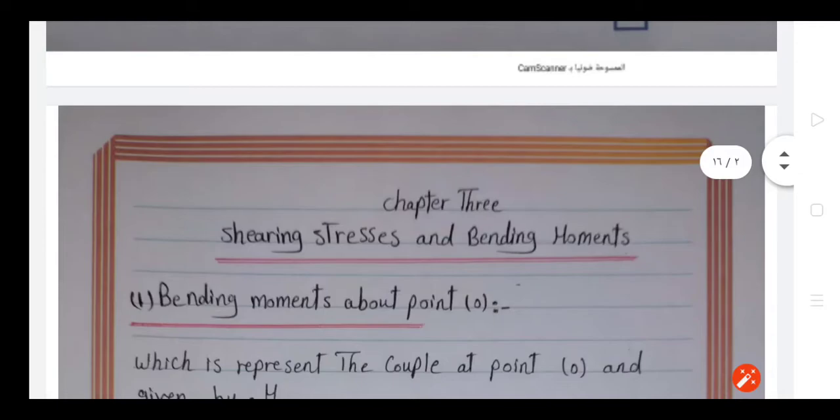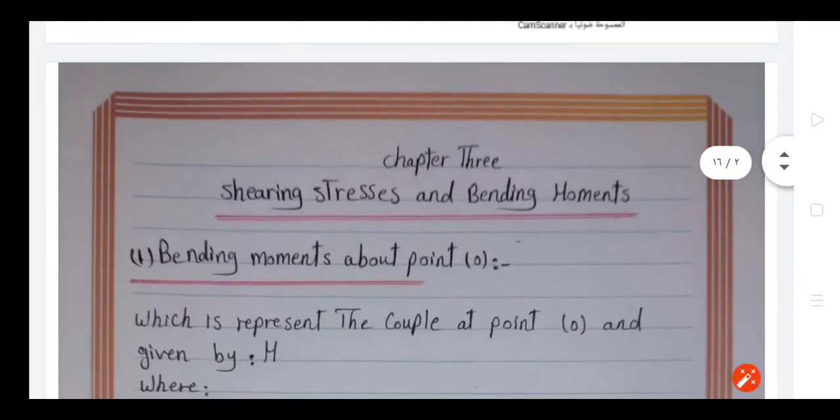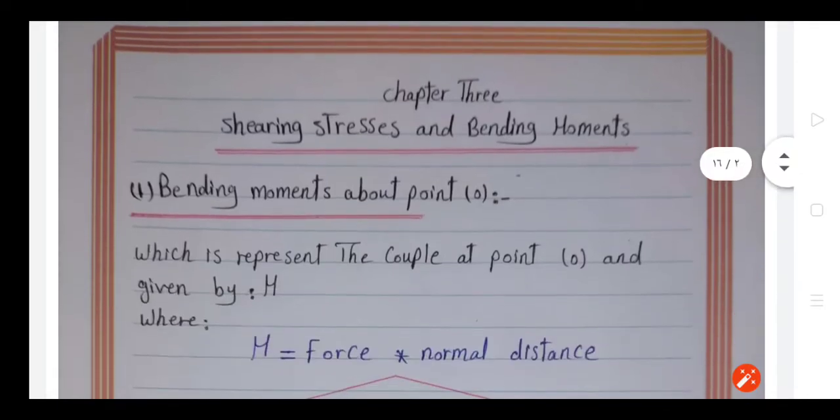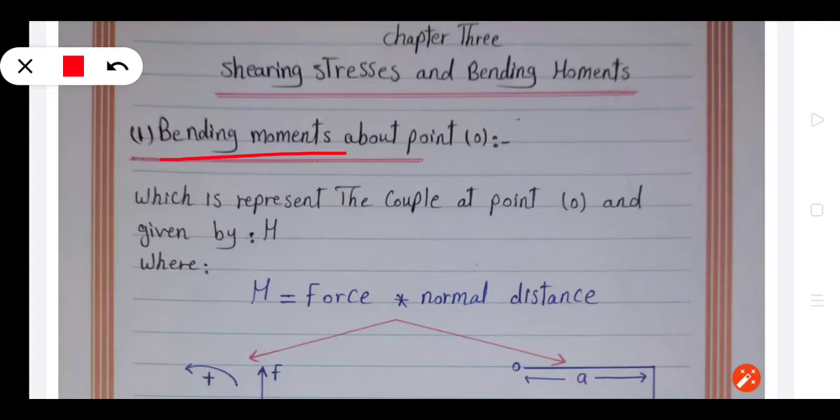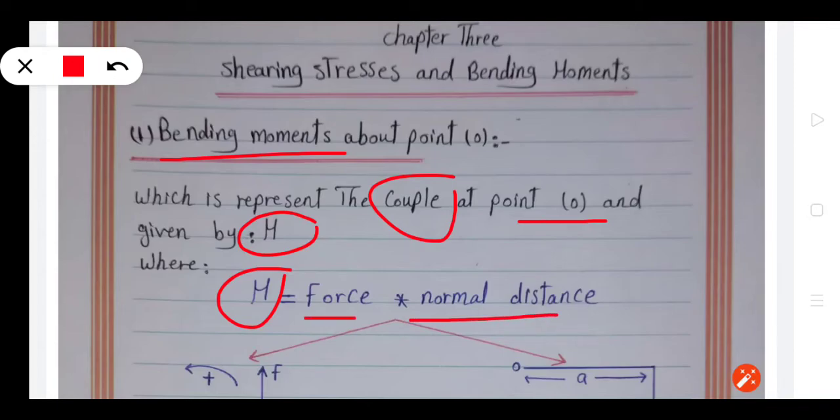Firstly, we should talk about bending moments at point O. What's the meaning of bending moments? It is represented by a couple at point O and given by M. So M equals force times normal distance. Then force times normal distance equals the bending moment, or represents the couple.